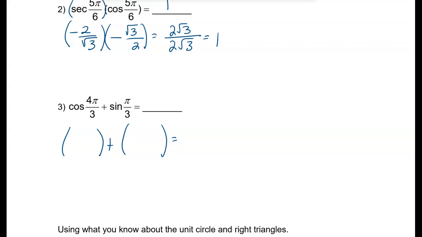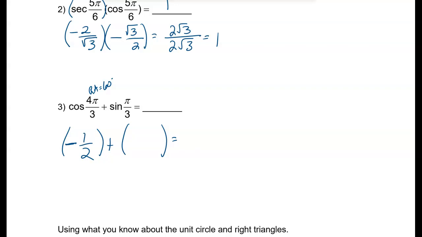What do we got? Cosine of 4 pi over 3. What's your reference angle? 60. What quadrant are we in? We're in the third, so positive or negative? Negative. But what is the cosine of 60? 1/2. Yep.